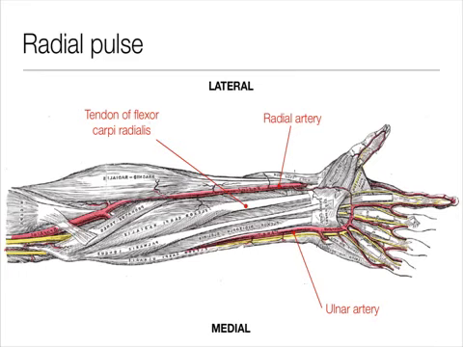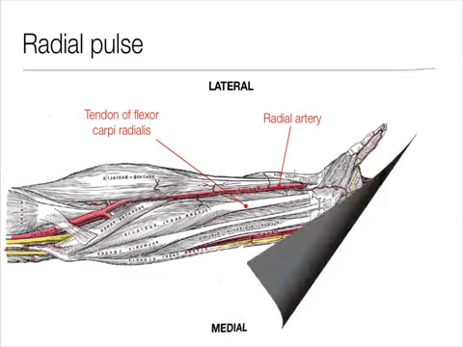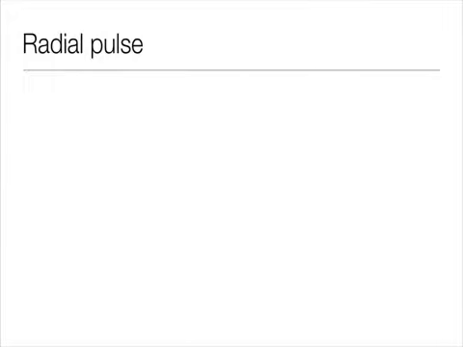It's good practice not to use your thumb, as you may mistake the pulse in your own thumb for the pulse you're trying to feel, and this is especially pertinent where there's a weak pulse at the periphery. So what to examine the radial pulse for? Well, the presence of a good radial pulse usually indicates a systolic blood pressure of greater than 90 mm of mercury.